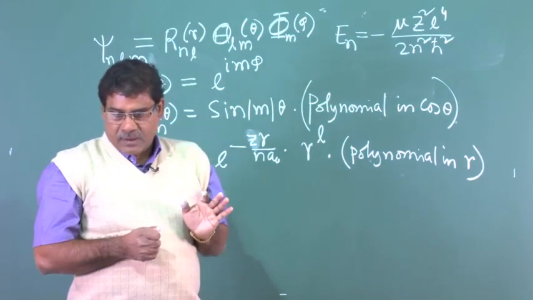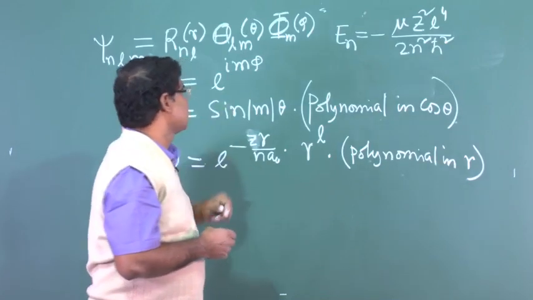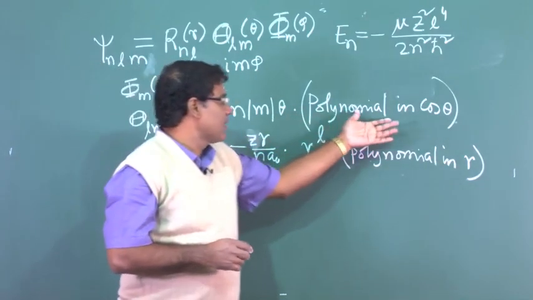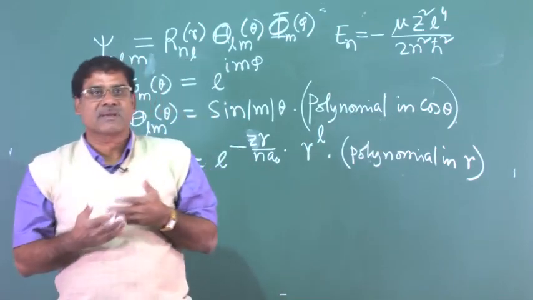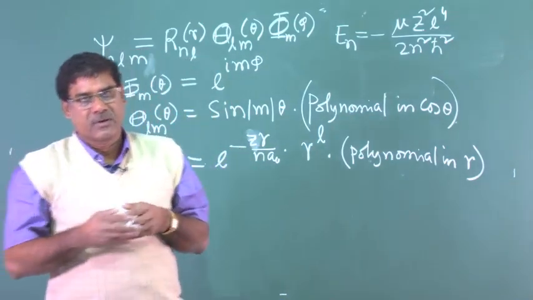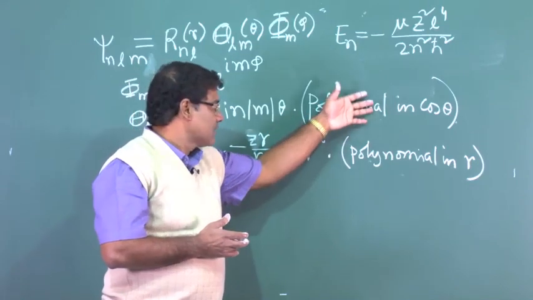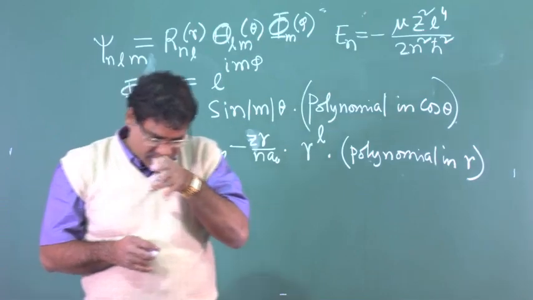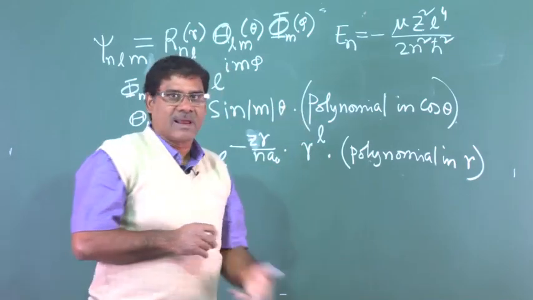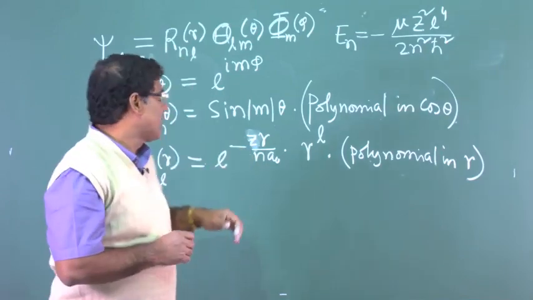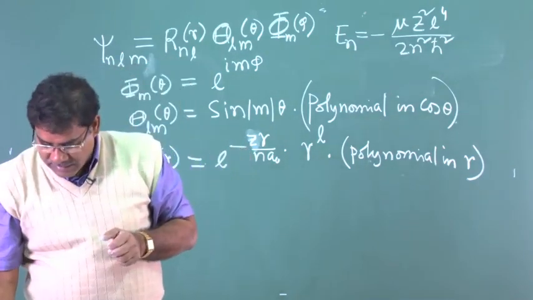Now, for increasing n and l, the forms of these polynomials are complicated, but for the first few values of n, l and m, the forms of these polynomials are simple. So let me show what the form of this wave function is for the first few values in a table.